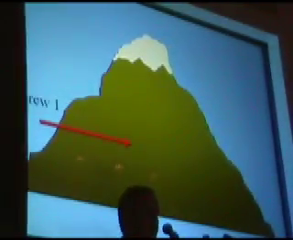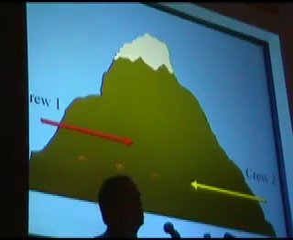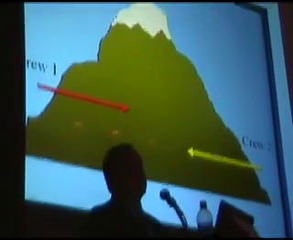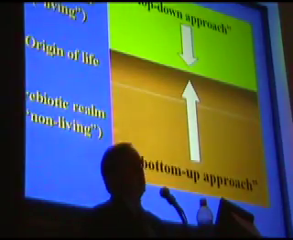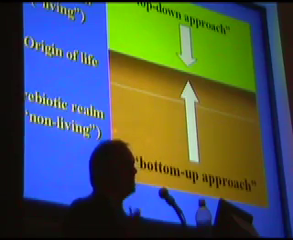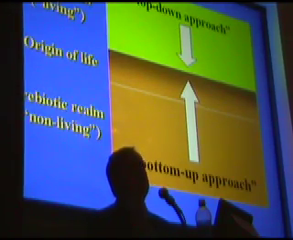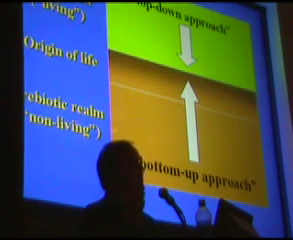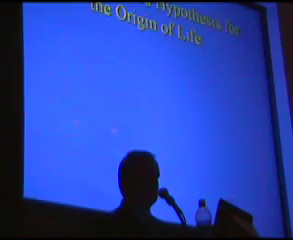You can think of this like two tunneling crews going through a mountain in Switzerland. They have to intersect if that's going to be a functional tunnel. Well, analogously, these two approaches, top-down and bottom-up, must intersect at the origin of life if the origin of life actually happened by natural processes.